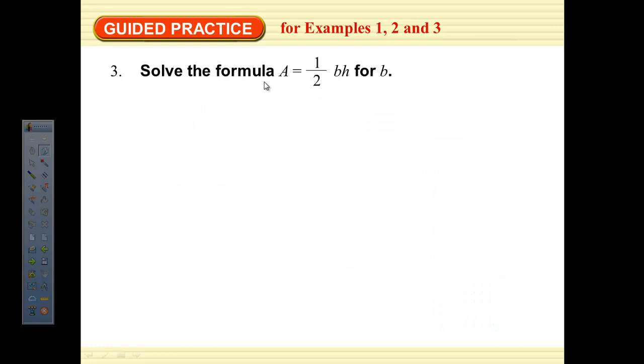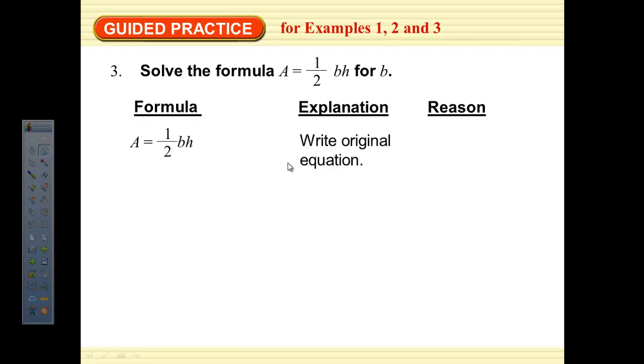Oh, one more. Sorry. So we're going to solve this for b. We start out the same way, write the equation, and it's given. We're going to start our first step. We're going to multiply both sides by 2. If we multiply both sides by 2, the 1/2 will cancel. We'll end up with 2a equals bh. We use the multiplication property of equality.